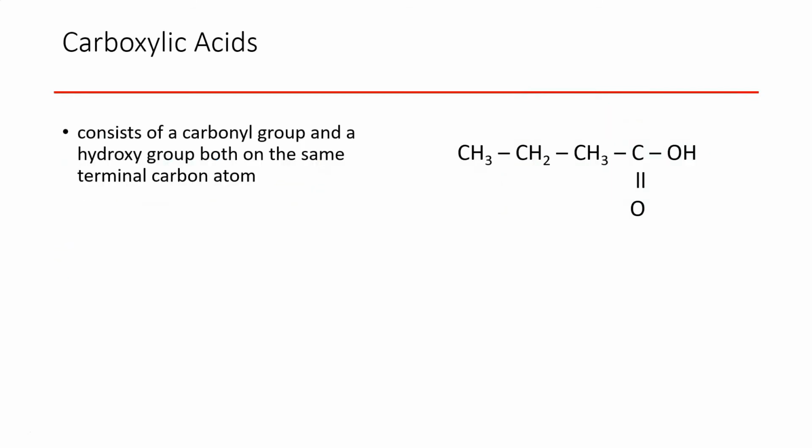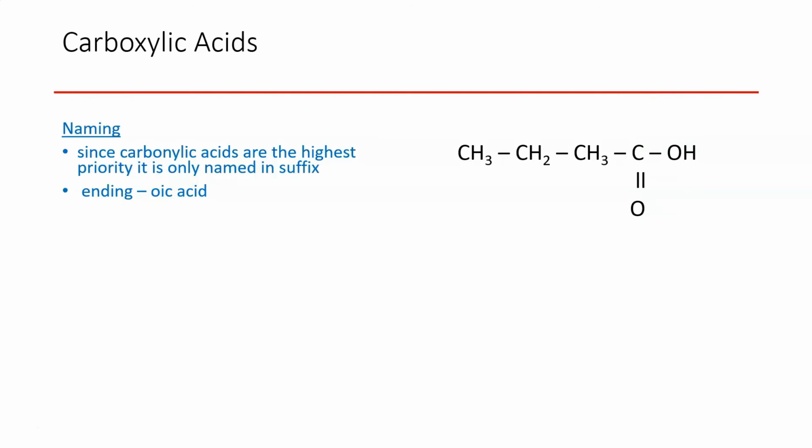Carboxylic acids are actually my highest priority, and so they're only named in suffix, and they consist of two functional groups together. We have our carbonyl group and a hydroxyl group. But they're our highest priority, and as a result, they're only ever named in suffix with oic acid. So for example, this one here is 4 carbons long, so it'd be a butanoic acid.